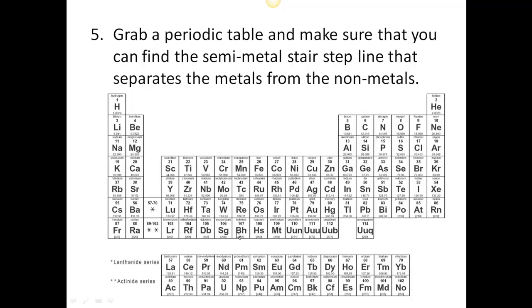And you should be able to find the stair-step line on the periodic table. So I don't think I can do that, so I'm not even going to try, because that'll ruin this whole podcast. So we start right between boron and aluminum. You should know that's where the semi-metal line starts, and it stair-steps all the way down to between polonium and astatine, or however you pronounce it. Okay, so you need to be able to find this semi-metal line.